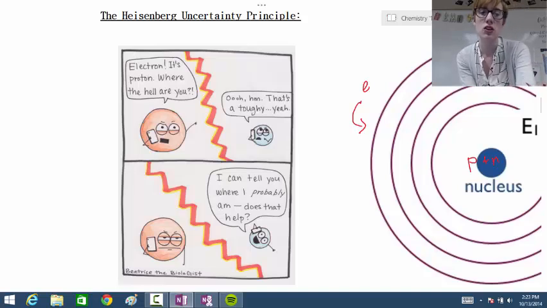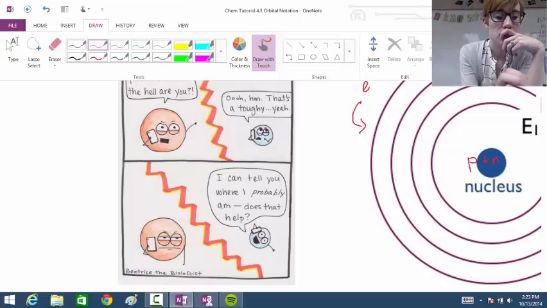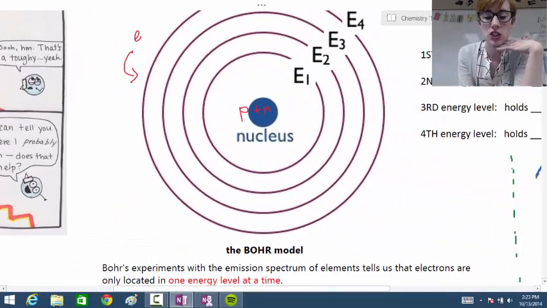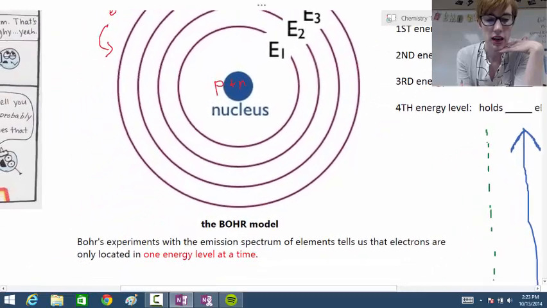And in our class, really all you need to know about the Heisenberg uncertainty principle is that we can never know exactly where an electron is. We can be 99% sure we know where an electron is located, but technically that electron could be anywhere outside the nucleus. So, what does this look like when we're talking about the actual atom?